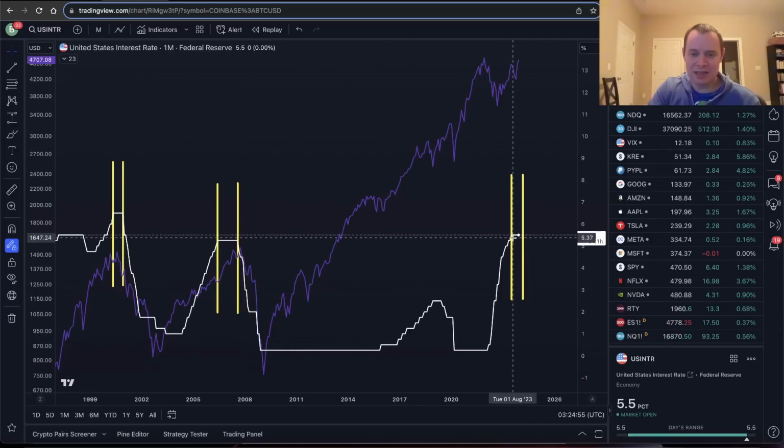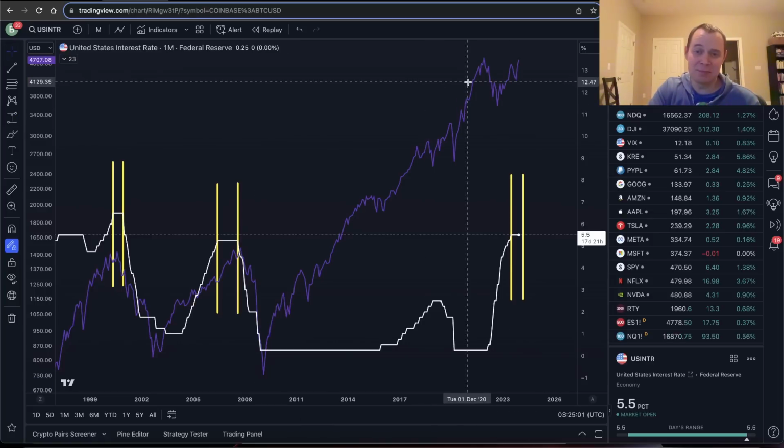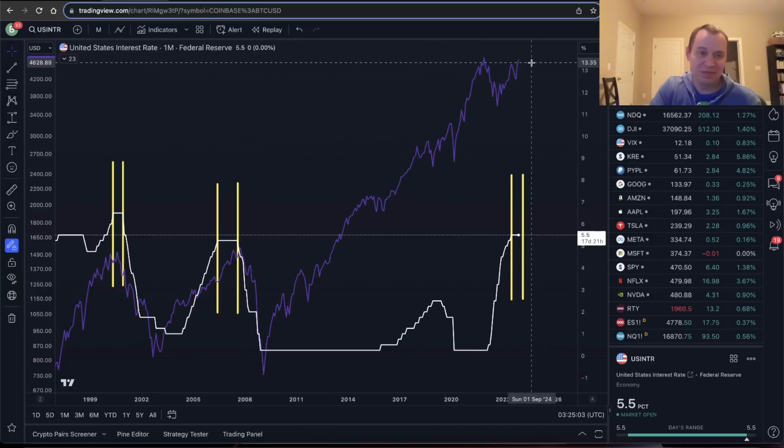Now, since the Fed paused, what happened? You got a sell-off, which has also happened a couple of times before. And then ever since then, the market has had a pretty nice rally. That usually happens, right? That usually happens. And I think right now there's a lot of people banking on a soft landing. Maybe they're right, but a lot of people are banking on a soft landing.